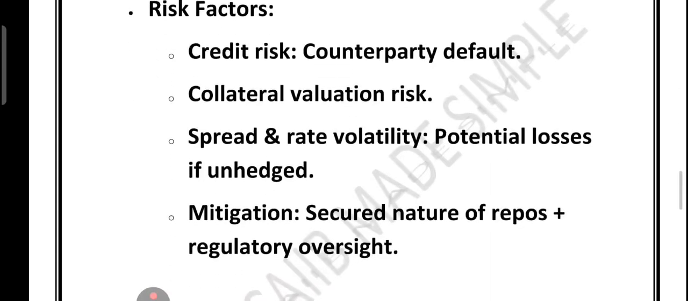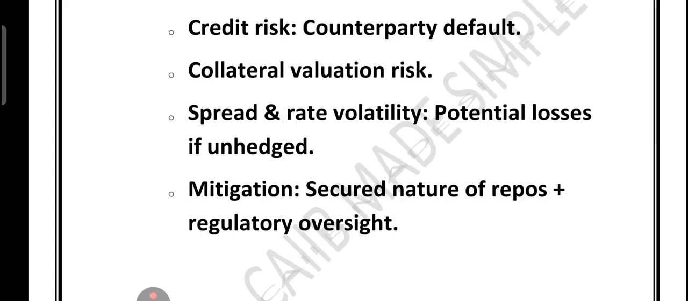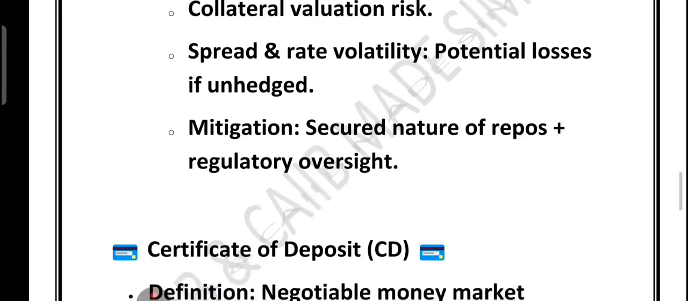If you look at the risk factors, credit risk is the possibility of counterparty default. Collateral valuation risk means price fluctuation of the pledged security. Then we have spread and rate volatility, which means it can cause losses if positions are unhedged. And finally, we have mitigation: repos are secured and regulated, reducing the exposure.